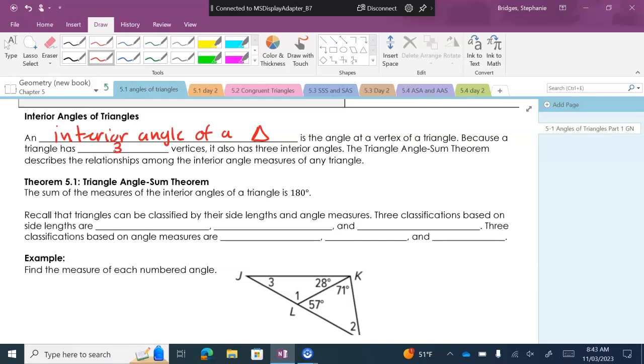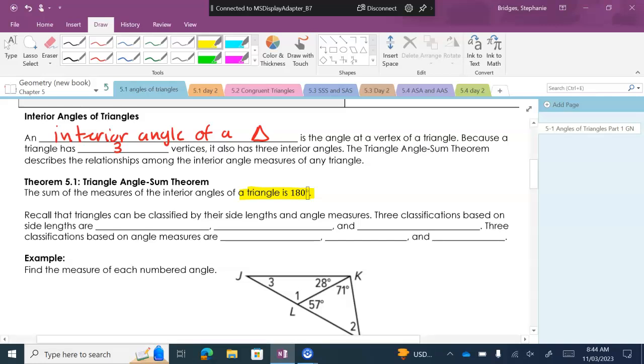It says that the sum of the measures of a triangle is how much? 180. Okay, so you need to make sure that you remember that. All three angles of a triangle that are inside of the triangle add up to give me 180 degrees. And we're going to use that a lot today. And then we're going to talk about two different ways to classify triangles.